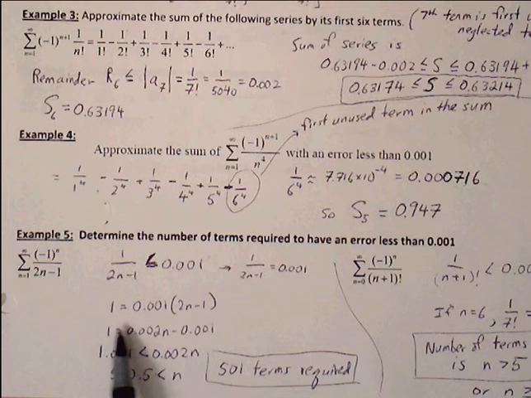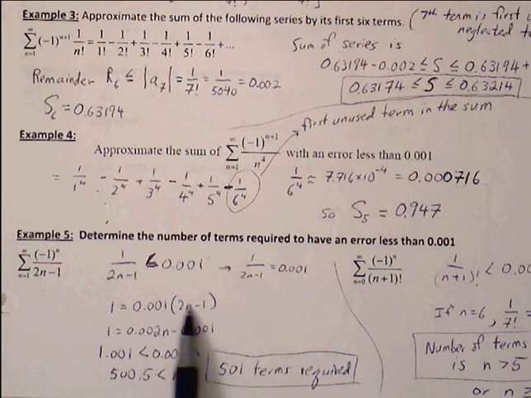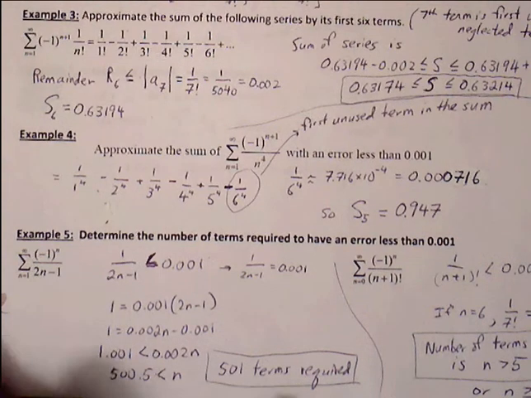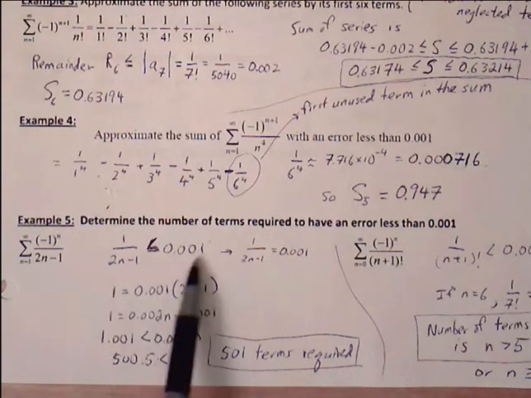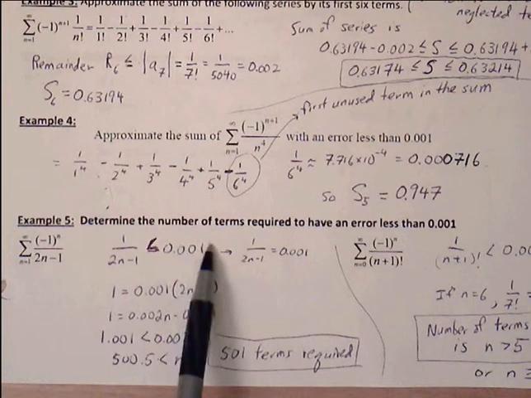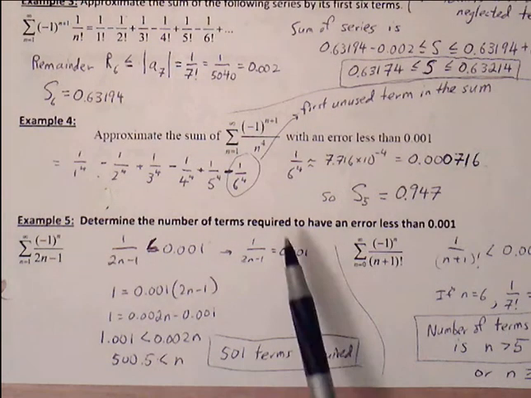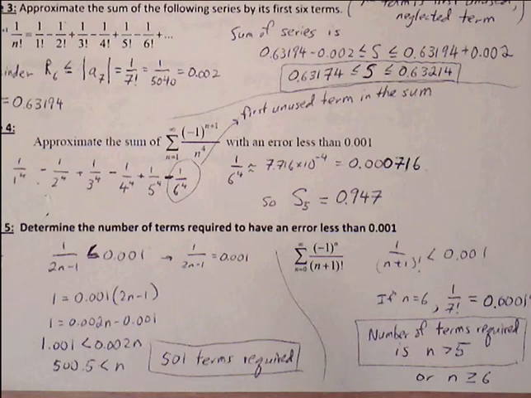If we do cross product, we get 1 is equal to 0.001 times 2n minus 1. We distribute the 0.001 through, add like terms, and we see that n is going to be equal to 500.5. So that means n has to be at least 501 terms in before this term will be produced. So we have 501 terms required in order for this sum to have an error that is less than 0.001.